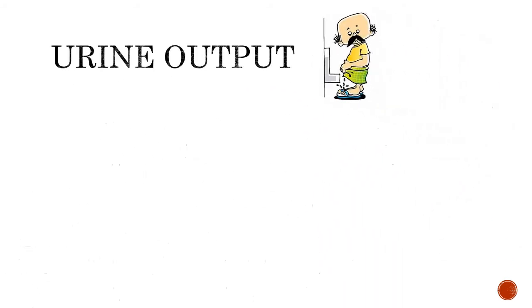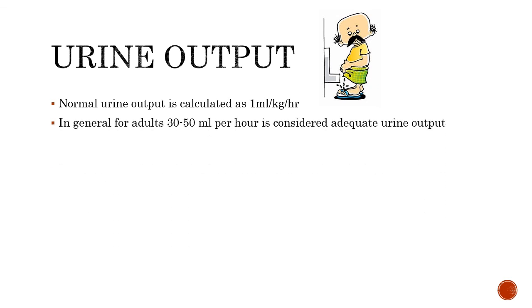Urine output. Normal urine output is calculated as 1 ml per kilogram per hour. In general, for adults, 30 to 50 ml per hour is considered adequate urine output. A patient not on an indwelling catheter needs to void within 4 to 6 hours.